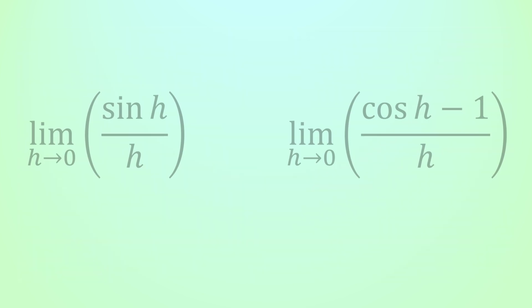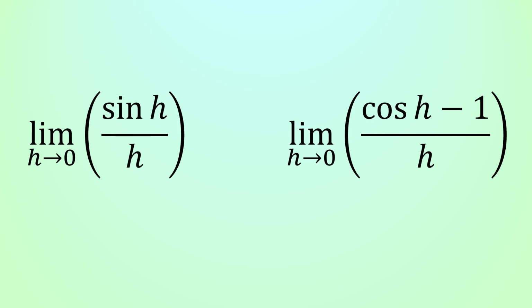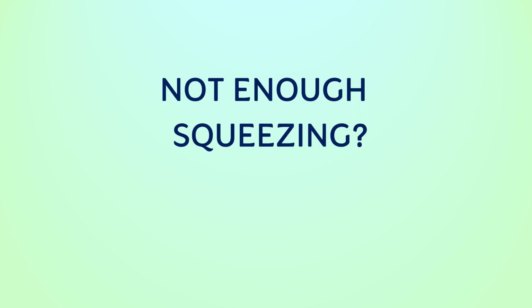But now that we have an understanding of what squeeze theorem does, let's try and use it to work out the limits as h tends towards 0 of sine of h over h and cos of h minus 1 divided by h. But we're not going to be able to do exactly the same approach we had before, because if you do, you'll quickly realise there's not enough squeezing. Is that even the correct word I can use?